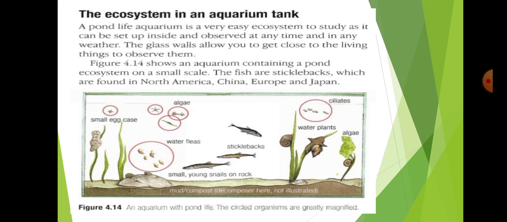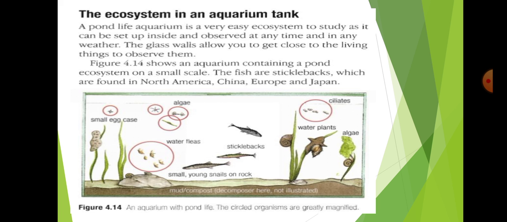The ecosystem in an aquarium tank. A pond-life aquarium is a very easy ecosystem to study, as it can be set up indoors and observed at any time and in any weather. The glass walls allow you to get close to the living things to observe them. Figure 4.14 shows an aquarium containing a pond ecosystem on a small scale. The fish are sticklebacks, which are found in North America, China, Europe, and Japan.